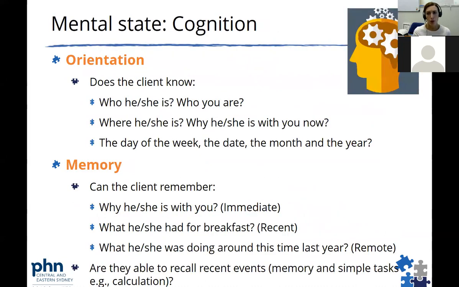Does the client know who he or she is, who you are, where they are, why they're seeing you, what day it is, the date, month, and year? Can they remember why they're with you, what they had for breakfast, and what they did around this time last year? Can they recall recent events or do simple calculations?